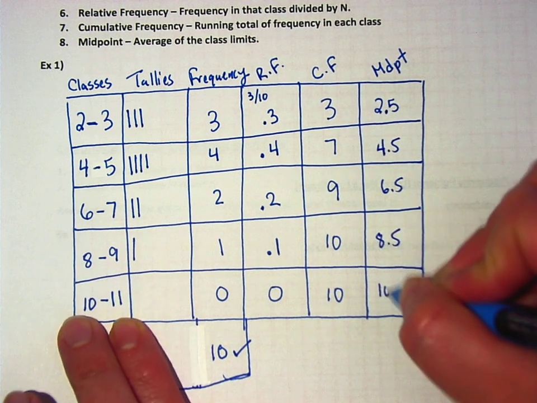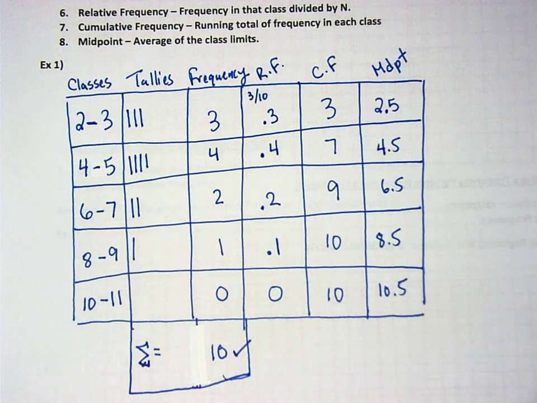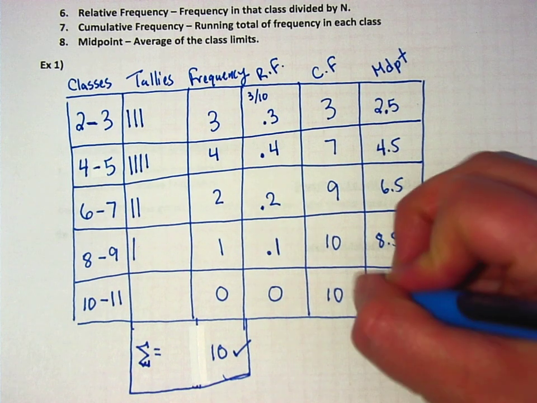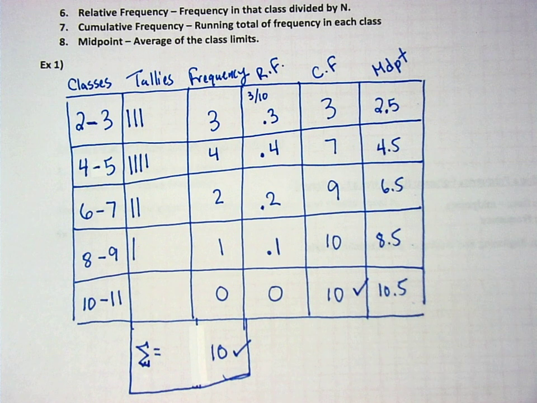8.5, and 10.5. This is basically getting all the data that you would possibly need for a graph that you're going to make. Notice that the midpoints are also jumping by 2, which is the class width. Okay, this is, by the way, your second checkpoint right there, is that your cumulative frequency at the end matches your total.